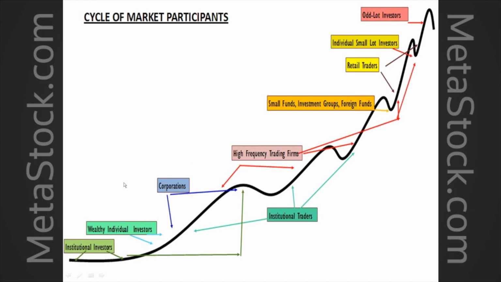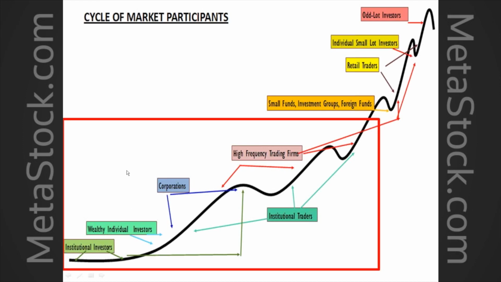In the first lower group are the institutional investors, wealthy individuals, corporations, high-frequency trading firms, institutional traders. These are the big heavyweights. They have millions, billions of dollars to trade. They control trillions of dollars in the market, and they know what they're doing. They all have different agendas. They all have different methods and approaches.